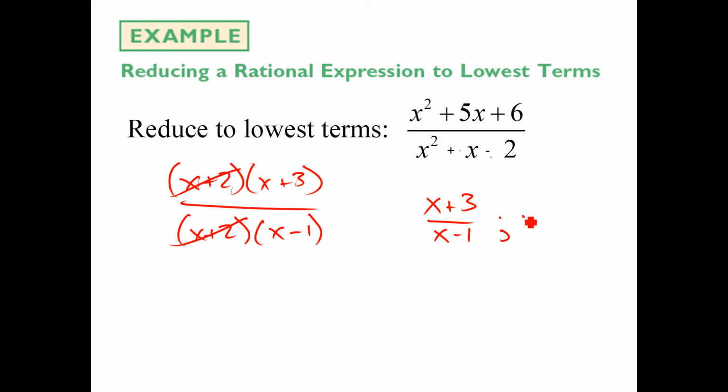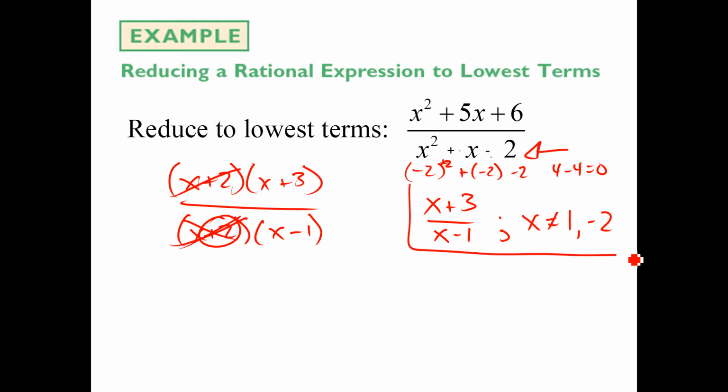We do want to put our restrictions. X cannot equal 1. It can also not equal negative 2. Because even though I've canceled it away, if I took negative 2 and plugged it back in here, negative 2 squared is 4, plus negative 2 minus 2, that turns into 4 minus 4, and I get 0 in the denominator, even though we've canceled this term out. So make sure you get all possible restrictions in there.